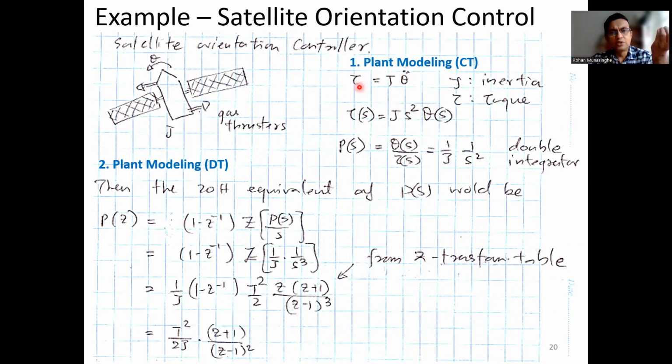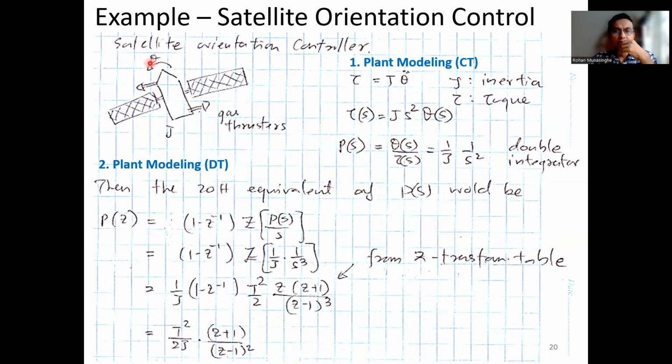Plant model is very simple. The torque is equal to inertia times angular acceleration. You know that, right? Any rotation, right? You need to figure out the rotational inertia. The torque is J, the rotational inertia, times angular acceleration, theta double dot. Okay, theta is the angle orientation.